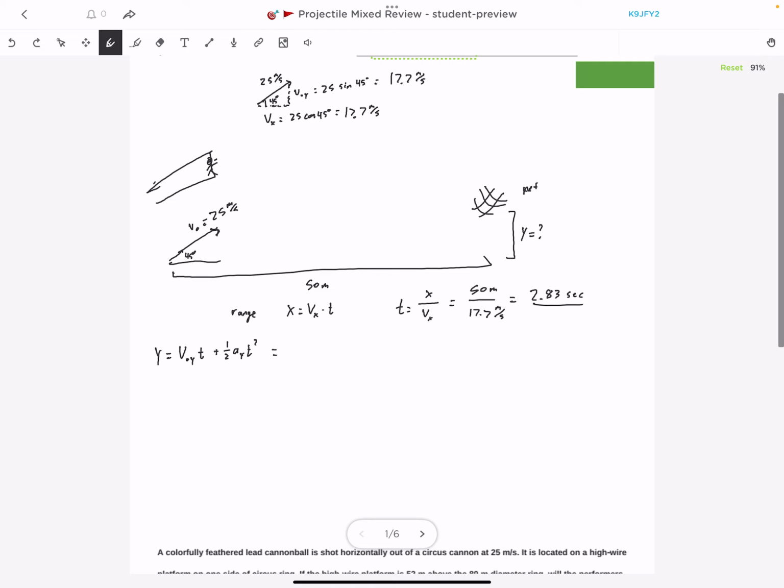All right, so we saw that the vertical velocity is 17.7 meters per second times t, 2.83, plus 1/2 of gravity. If the initial vertical velocity is positive, implicitly we're saying that up is positive, which would mean that down is negative. So you have to put negative 9.8 meters per second squared times t squared.